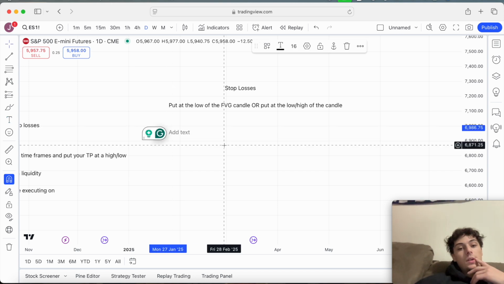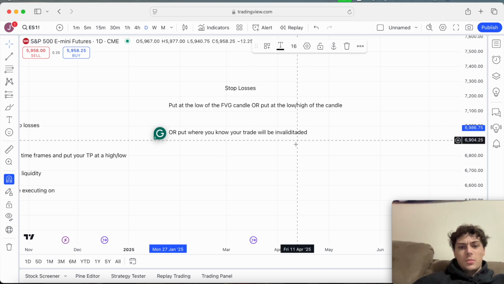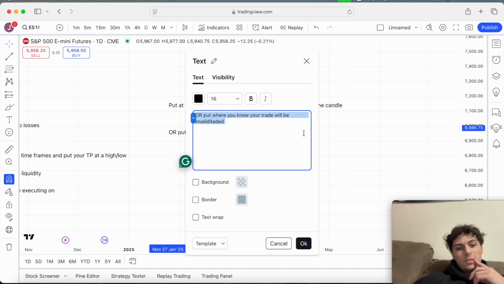And then, or put where you know your trade will be invalidated. Oh, I spelled that wrong. Did I spell that right? No, I didn't. That was really bad. Invalidated.